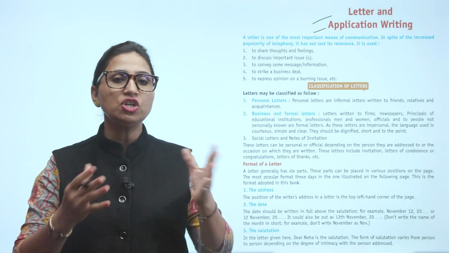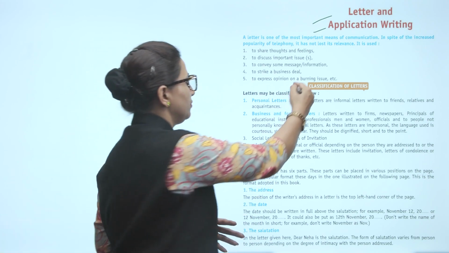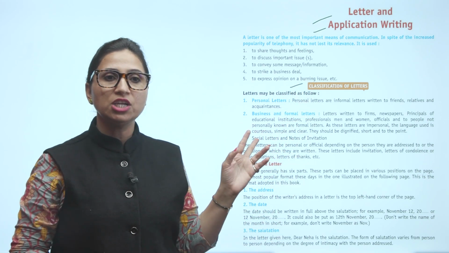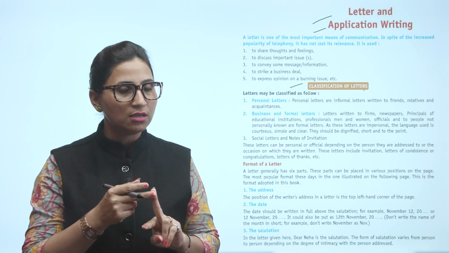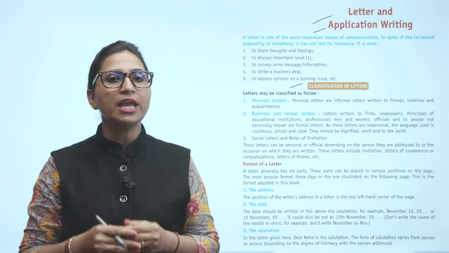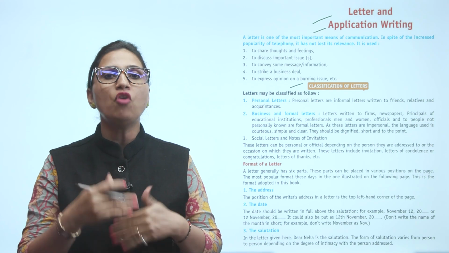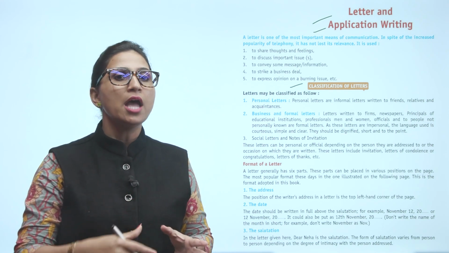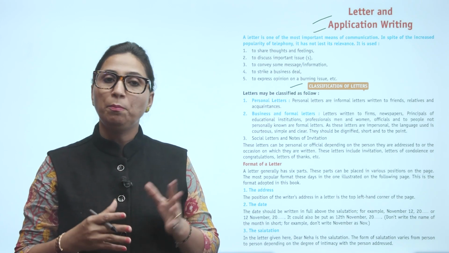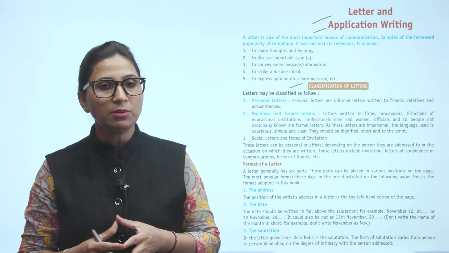So classification of letter को पढ़ते हैं. So classification के अंदर personal letters और business and formal letters. So we'll start from personal letter. कैसे होते हैं? Personal letters are informal letters written to friends, relatives and acquaintances. और business and formal letter कैसे होते हैं बच्चे?